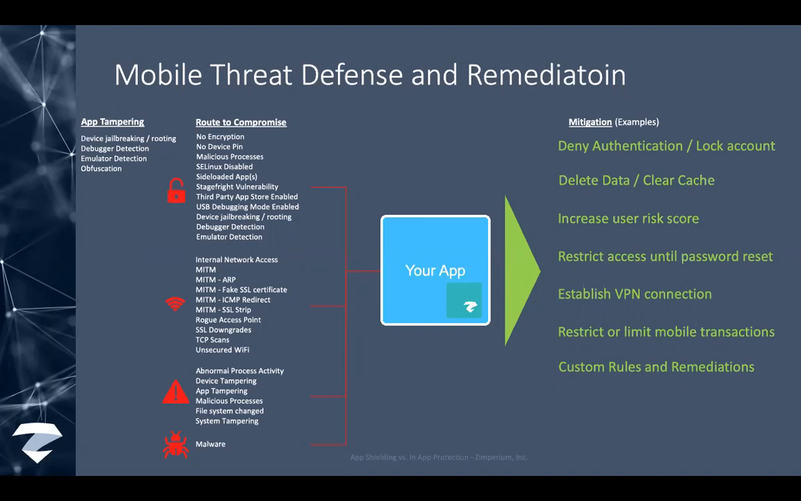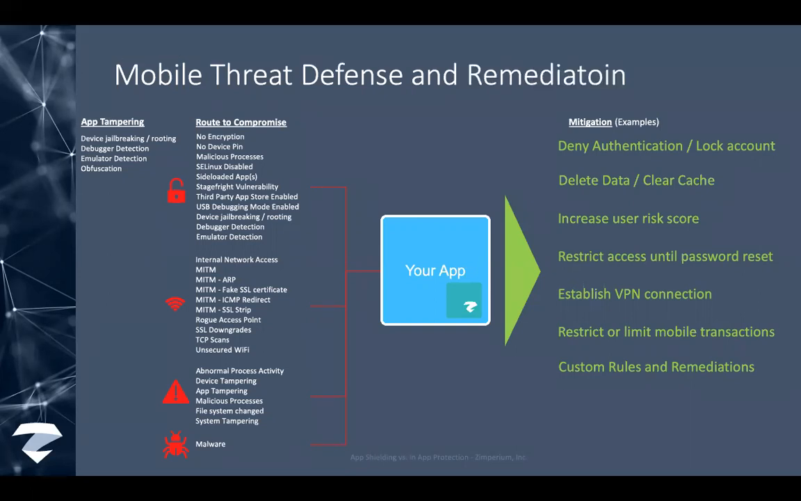Here from left to right is how you secure your app. On the far left, this is your app tampering, your app shielding, app hardening. This is what most people do today. They're looking for jailbroken and rooted devices. They're looking for emulators. Is my app being run in an emulator? Is it being run by a bot, creating fraudulent transactions? And then I'm obfuscating the code. There are varying solutions that do this.